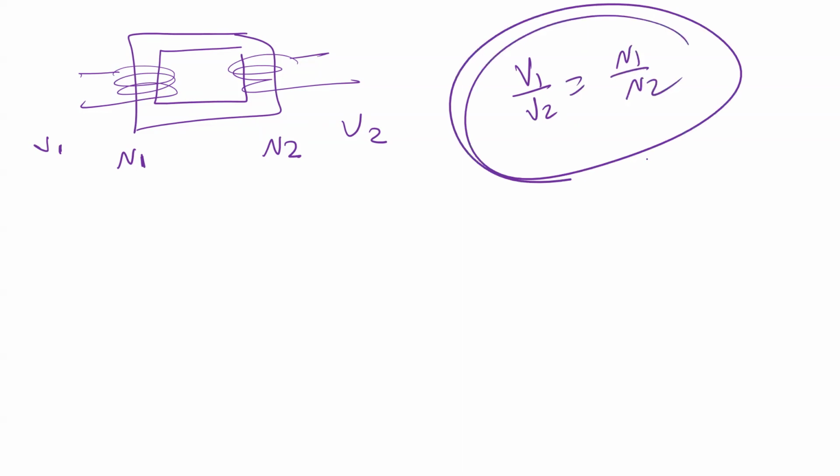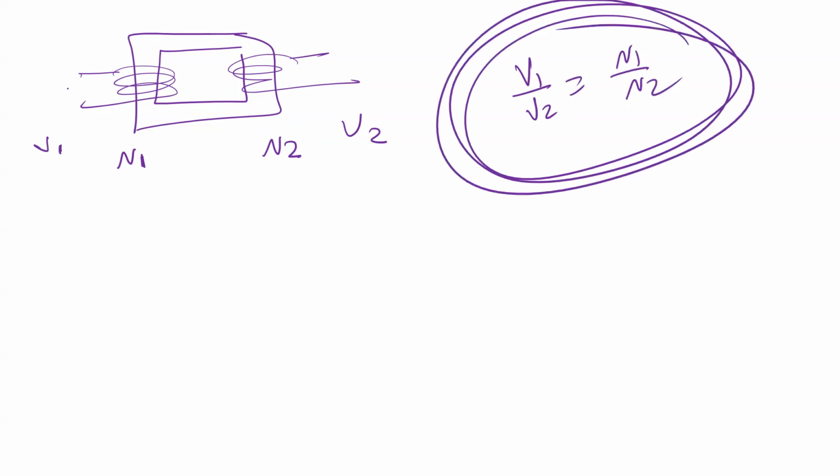So here is a transformer. It looks something like that. Here you have V1, here you have V2. The number of turns here I'm going to call N1, and the number of turns here, which may not be the same, I'm going to call N2. And then there is something very interesting: V1 divided by V2 should equal N1 divided by N2.